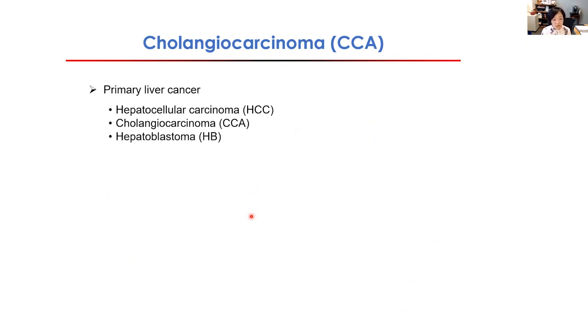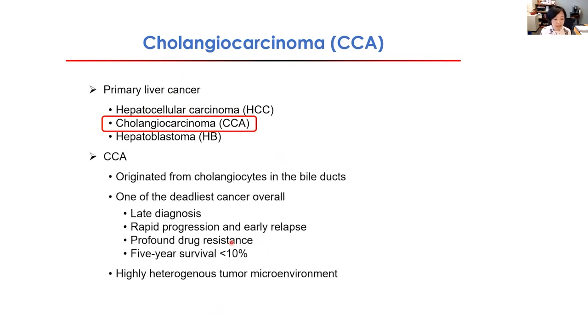And cholangiocarcinoma, which is the second most common liver cancer in adults. And hepatoblastoma, which is the most common primary liver cancer in children. So my lab actually studies all three types of liver cancer, but today we're going to focus on cholangiocarcinoma. Why? Because it is one of the deadliest cancers overall.